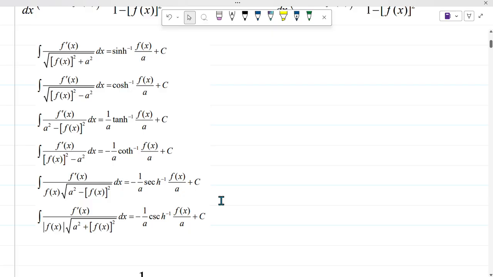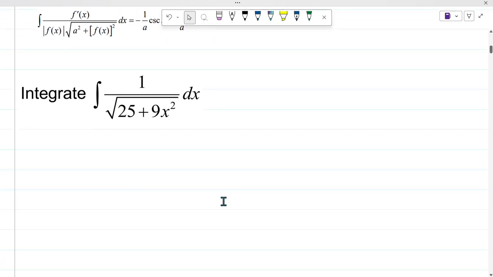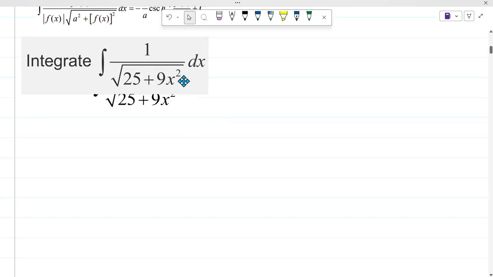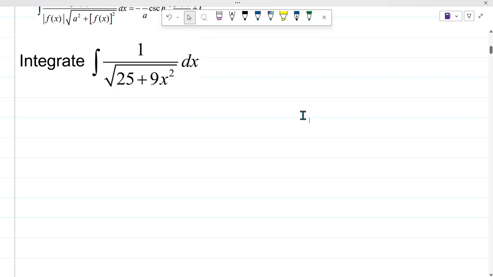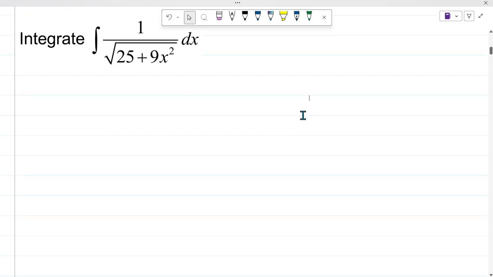So stay tuned. Let's start with this example, and let's see what damage we can do to it. Okay, now we need to first rewrite it so that we can see what our f of x is and what our a is. We have to write it in that format of a squared plus f of x squared, so that we can see what the f prime is. So let's first rewrite this in a nice way.